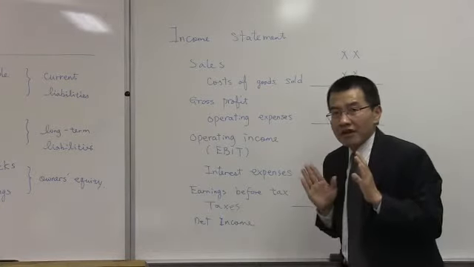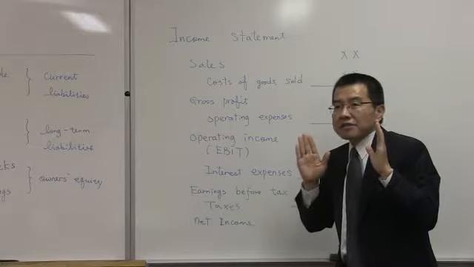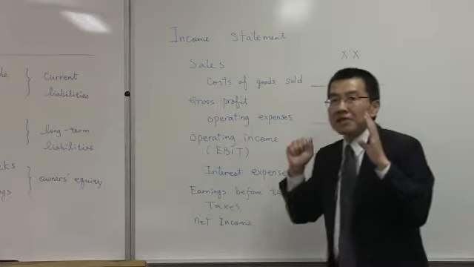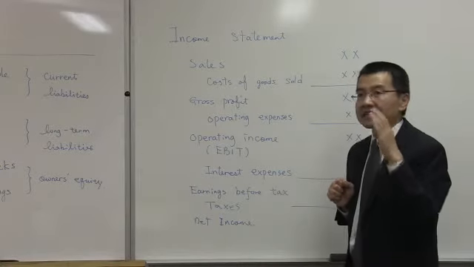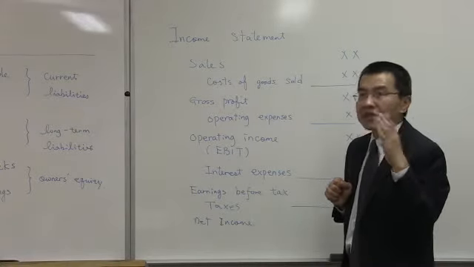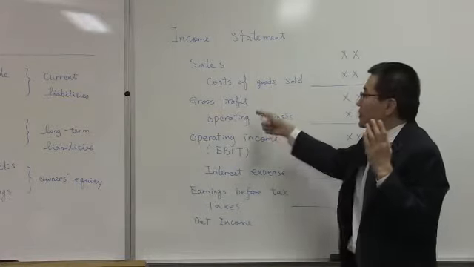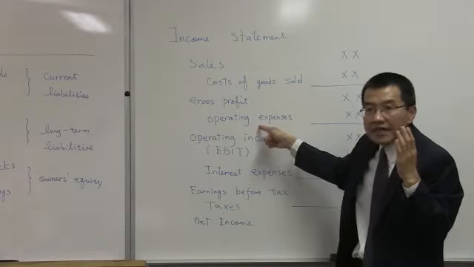But remember, not all the people doing the job are salespeople. There are also other people doing jobs in the company, right? Maybe the HR person, and maybe a marketing person. There are additional expenses for the company. So this part we call the operating expenses.